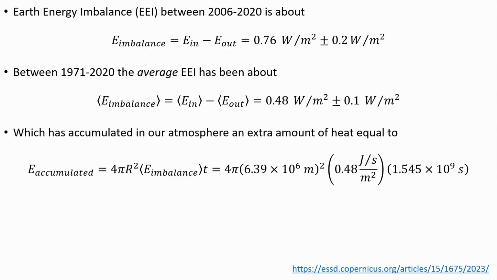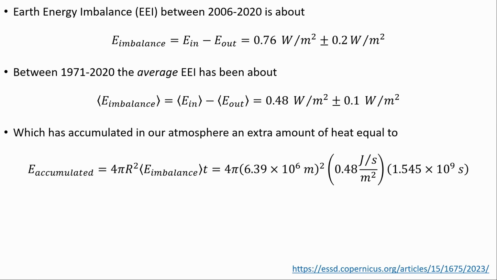So if we want to think about some real data for this, and this is using this paper that's linked right here, the Earth energy imbalance between 2006 and 2020 was about 0.76 watts per square meter, but the average between 1971 and 2020 was about 0.48 watts per square meter, which has accumulated in our atmosphere an extra amount of heat that we can calculate using this.